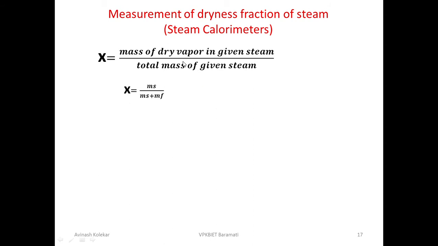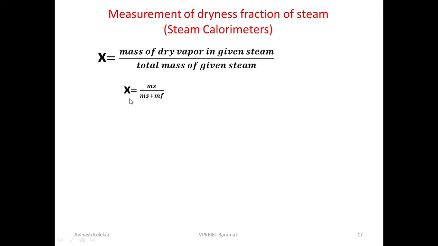The first question is: what is meant by the dryness fraction? Dryness fraction is defined as the mass of dry vapor in the given steam divided by the total mass of the given steam. We have seen this in the last lectures. If we have a sample of steam, or the steam generated by the boiler, then in that steam there is some amount of steam and some amount of water moisture content. Based on that, the dryness fraction is defined. So the mass of dry vapor in a given steam divided by the total mass of the given steam is called the dryness fraction, and that is X.